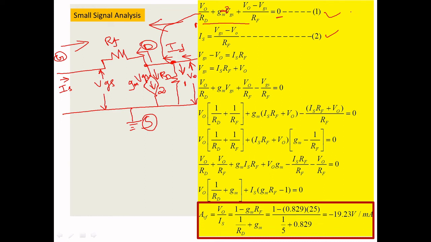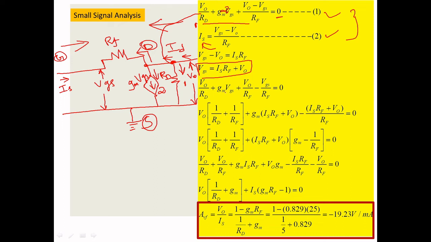I hope you understood. If you have any doubt, you can put it in the comment box, right? So when you expand and rearrange this, VGS minus V0 equals IS RF, right? Then when you rearrange this equation, you will be getting VGS equal to IS RF plus V0. So from this we have found that VGS equals IS RF plus V0. Let me take equation number 1 and write it like this, separating these terms for easy manipulation.